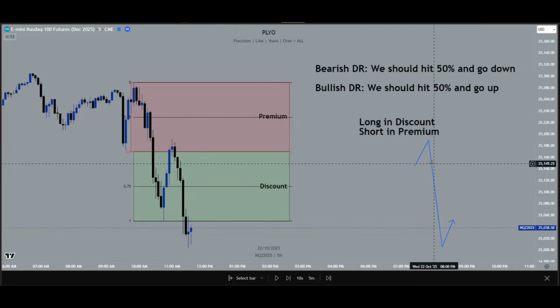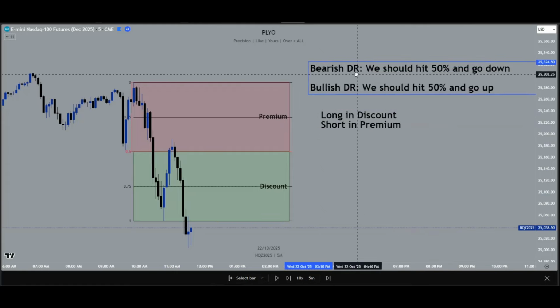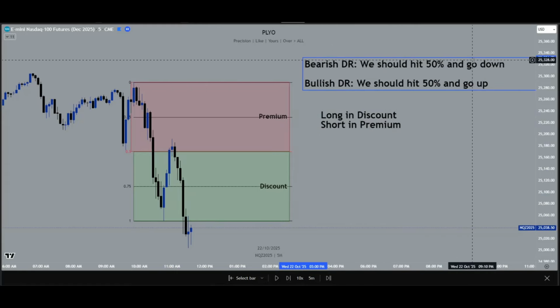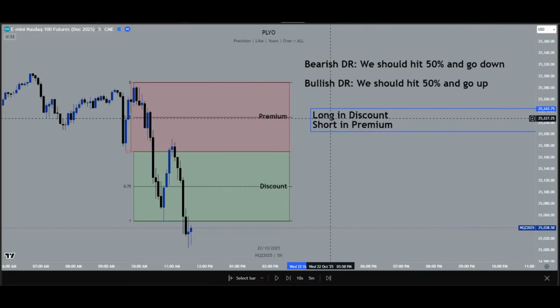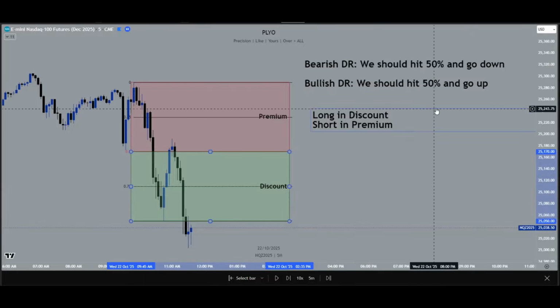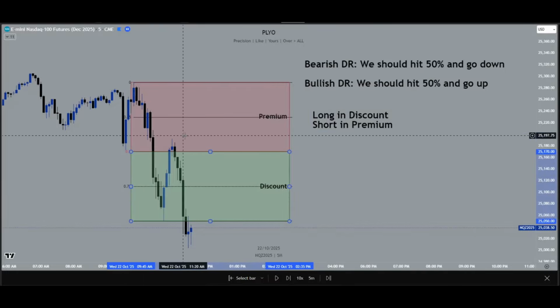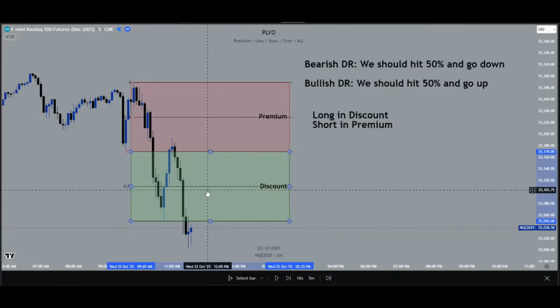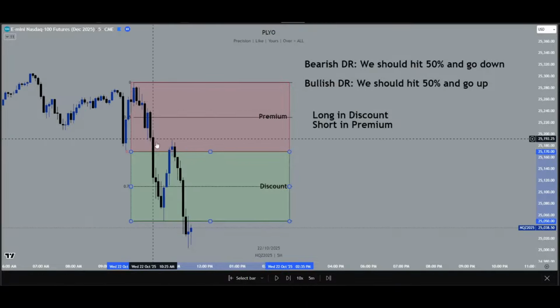If there's two things you remember from this class, it's these two things right here. In a bearish dealing range, we hit 50 and go down. A bullish dealing range, we hit 50 and go up. And then you want to long in discount, short in premium. I guess it'd technically be 4 things you need to remember. But these are the 4 core things you need to remember from this class. You only want to short in premium. You only want to long in discount. If we have a bearish dealing range here, we want to short once it hits premium. Simple as that, which means our short should be somewhere in the upper half of this bearish FVG.